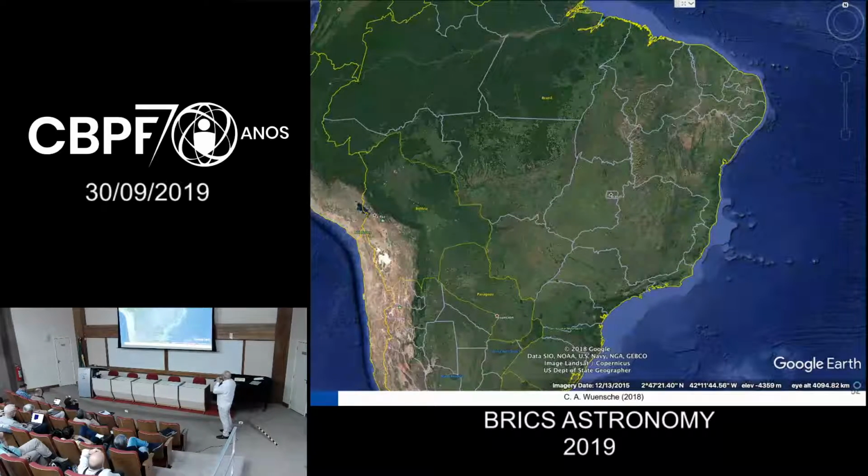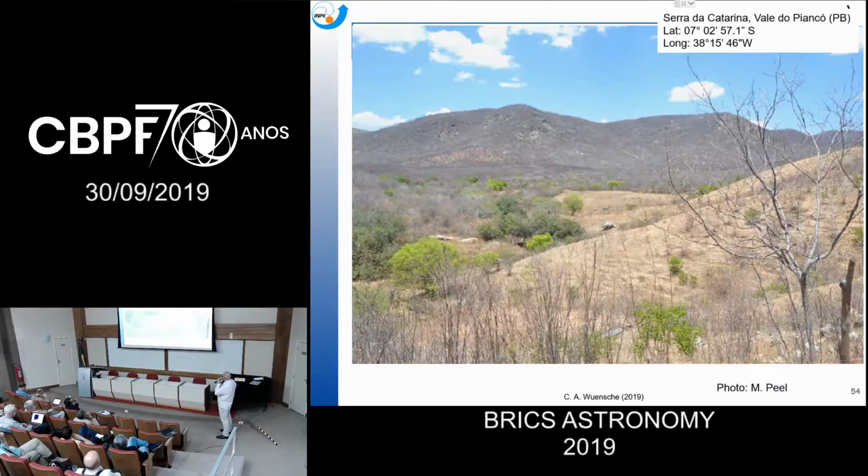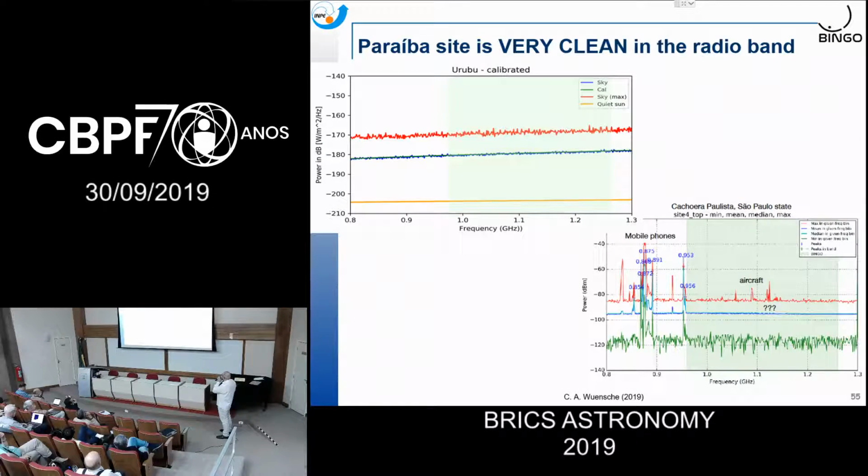Quickly, I will not go into details on the BINGO site, but we are somewhere in Paraíba here. That's the state. We will be here. That's the area where it doesn't rain. That's the RFI survey. That's very clean. That's a site in São Paulo where we have other radio telescopes.